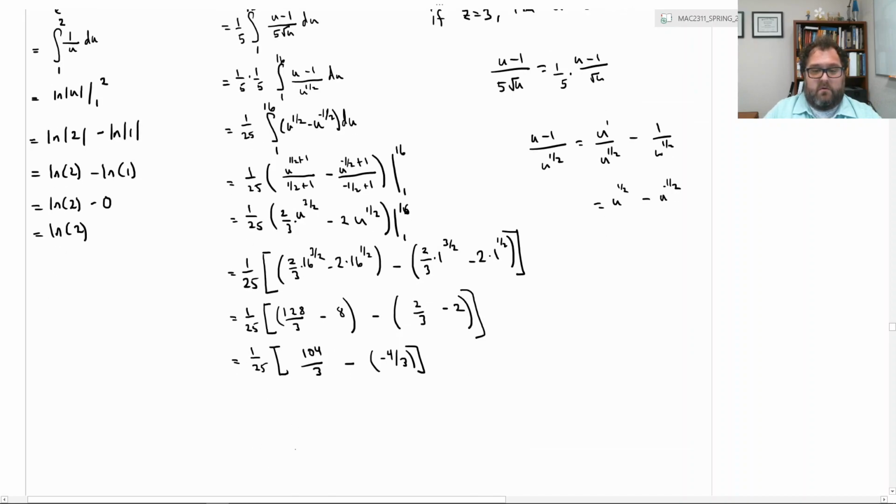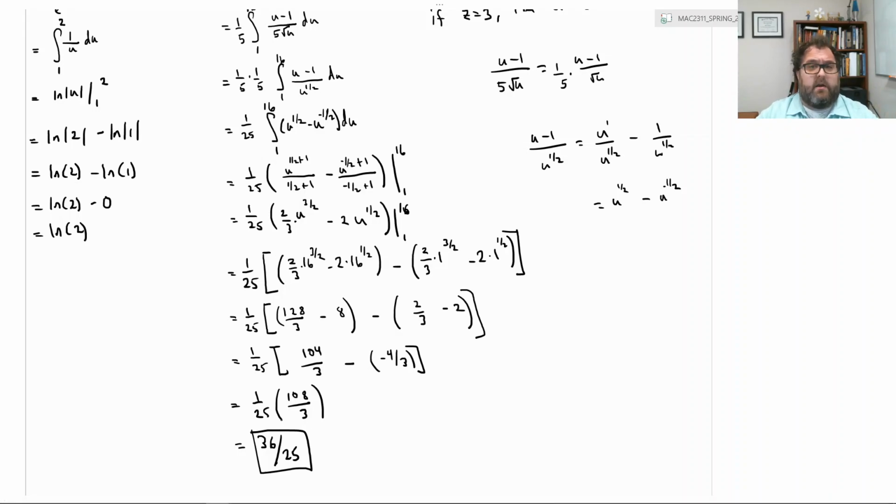And now we will get 1 over 25 times what? We have 104 over 3 minus a negative 4 over 3. So they have a double negative, so that's going to be 108 over 3, because of a double negative. Divided by 25, let's see what we come up with. 108 over 3, and we're going to divide by 25. Does that reduce at all? Yeah, it does. Nice. 36 over 25.